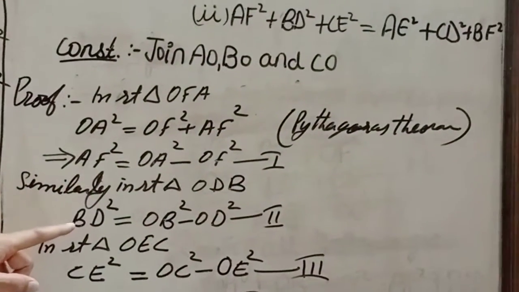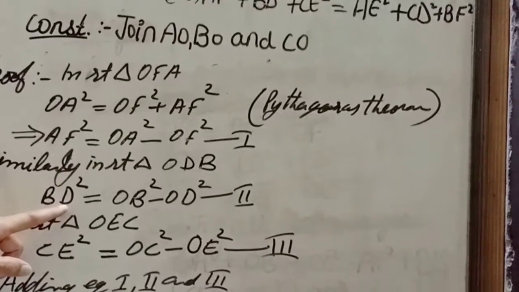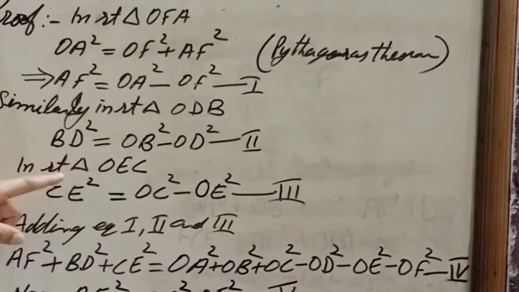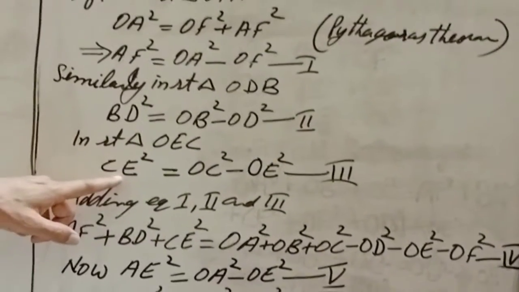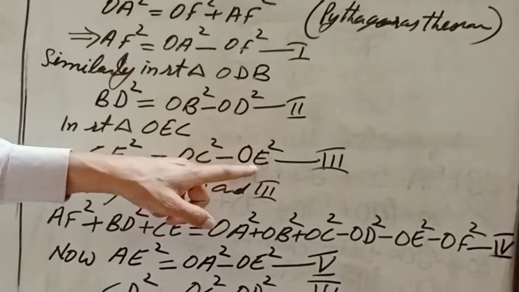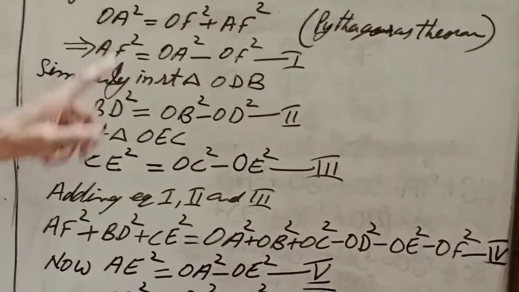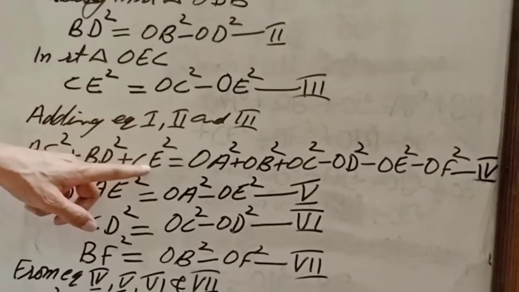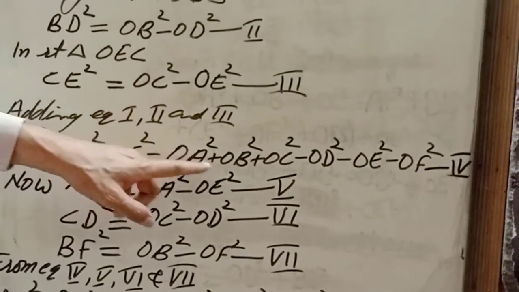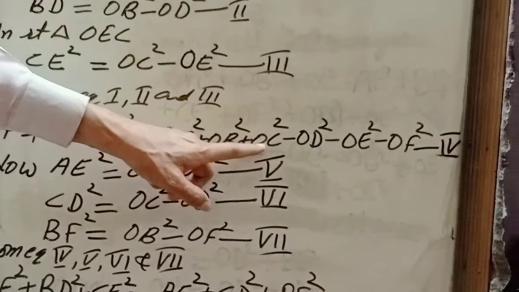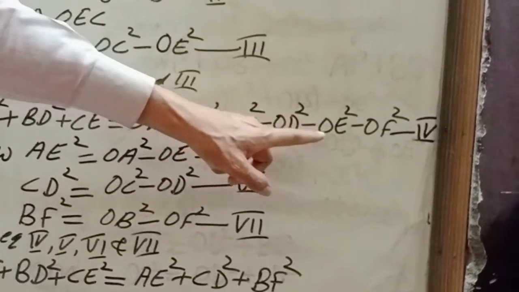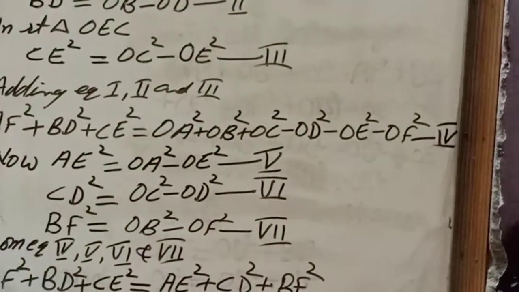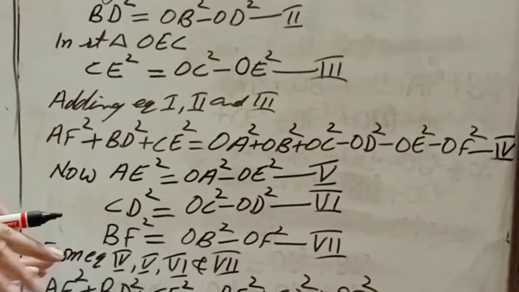Similarly, we get BD square is equal to OB square minus OD square, and CE square is equal to OC square minus OE square. When we add these three equations, we get AF square plus BD square plus CE square is equal to OA square plus OB square plus OC square minus OD square minus OE square minus OF square. This is what we were to prove in part 1.